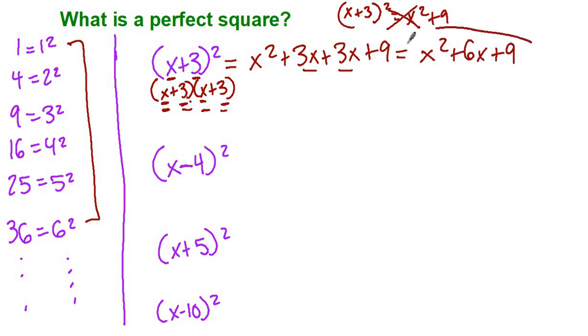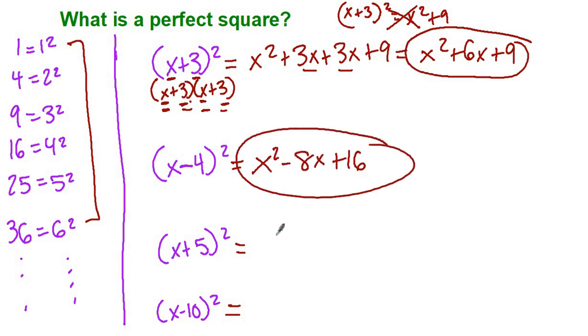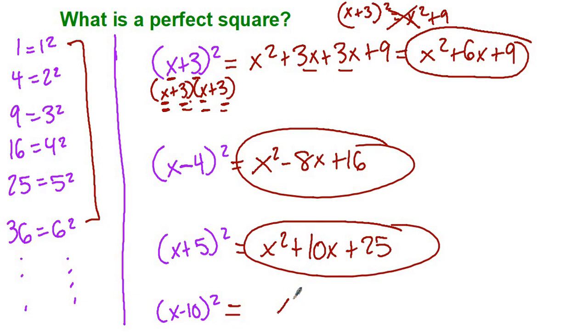Okay, so for right now, all I want you to do is try to pause this video and see if you can FOIL out these bottom three as well. And then when you're ready, press play again and I'll show you something important about the pattern here. Okay, so hopefully you had a chance to FOIL these out. When you do FOIL these, this one turns out to be x squared minus 8x plus 16. This one turns out to be x squared plus 10x plus 25. And this last one turns out to be x squared minus 20x plus 100.